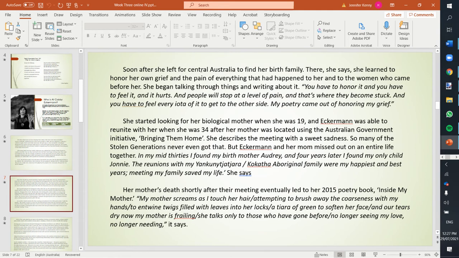Soon after, she left for Central Australia to find her birth family. There, she says she learned to honour her own grief and pain for everything that had happened to her and to the woman who came before her. She began talking through things and writing about it.